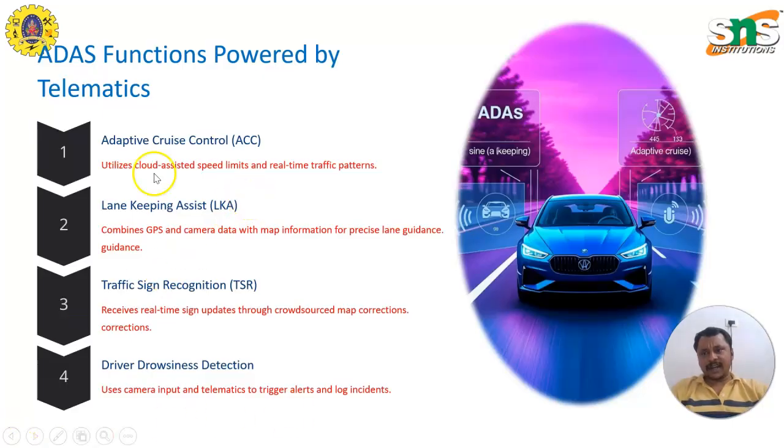So these telematics are powered with ADAS functions. You can see ACC stands for Adaptive Cruise Control. It is used for speed limits and real traffic patterns. LKA is lane keep assist, along with traffic sign recognition and driver drowsiness detection. All these things are nowadays powered in modern vehicles.